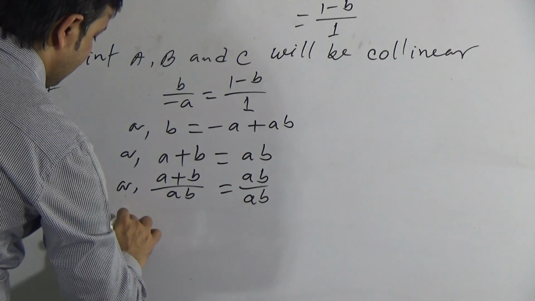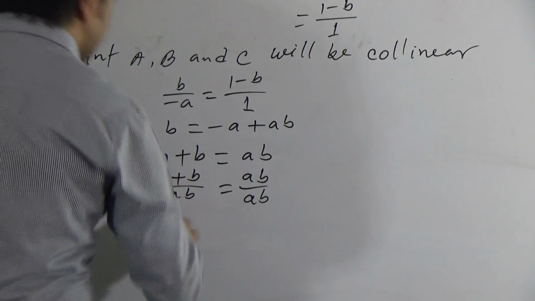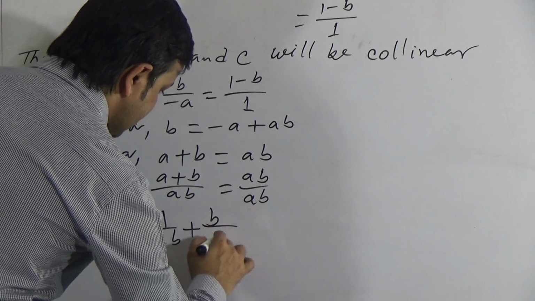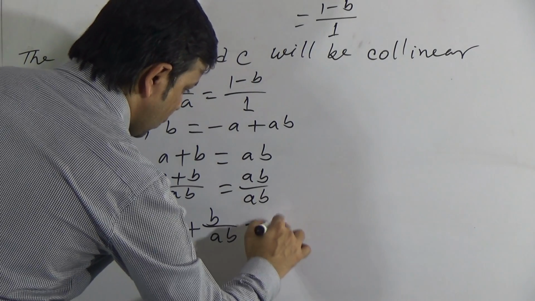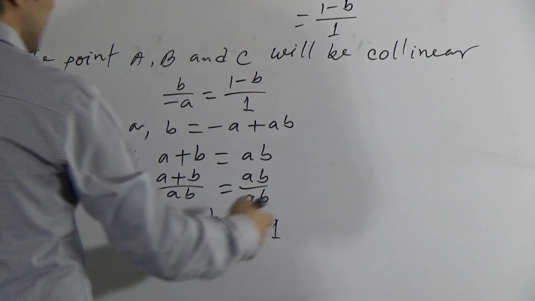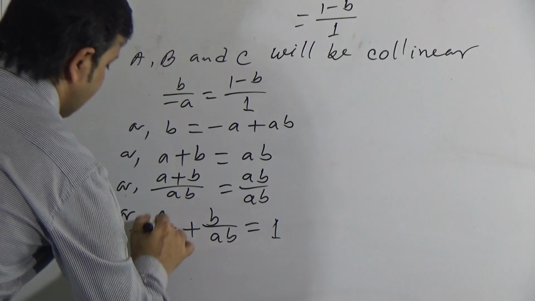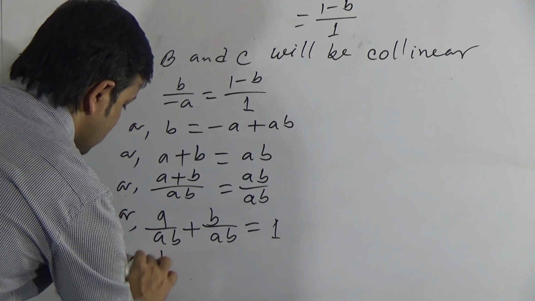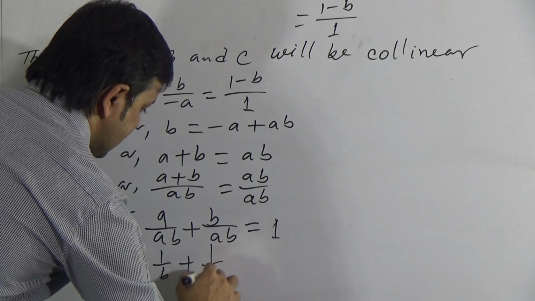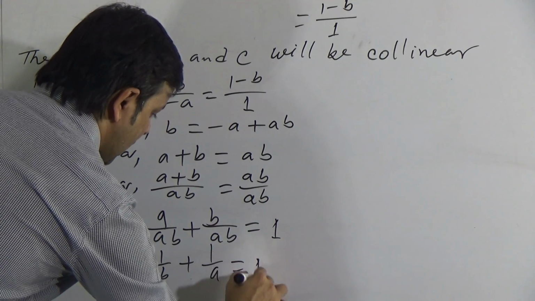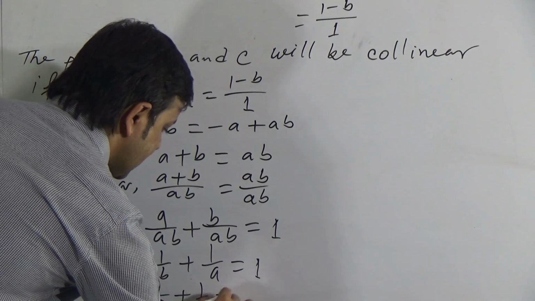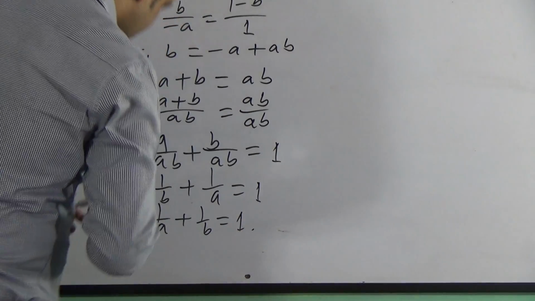I have divided both sides by AB, so we can write A by AB and B by AB separately, that is equal to 1. If we cut AB and AB, we will get 1. Therefore, if we cut A and A, this will be 1 by B plus 1 by A, that is equal to 1. Therefore, 1 by A plus 1 by B is equal to 1. So this we need to prove.